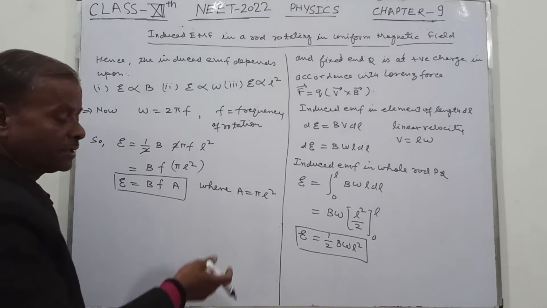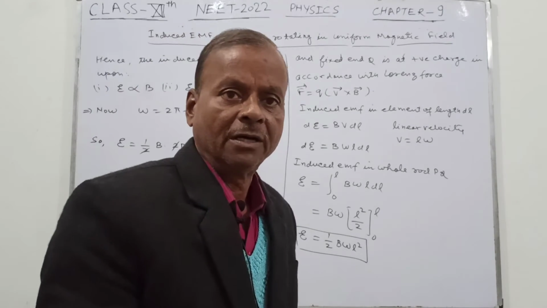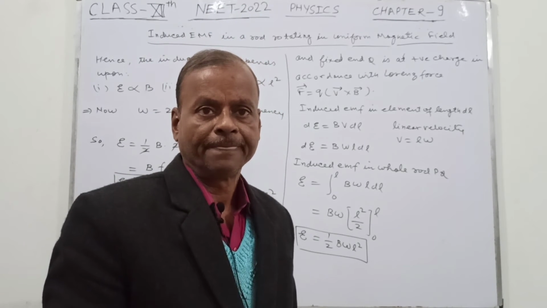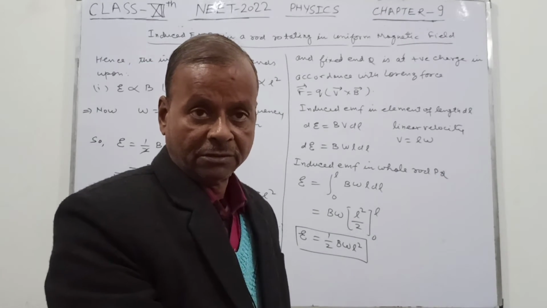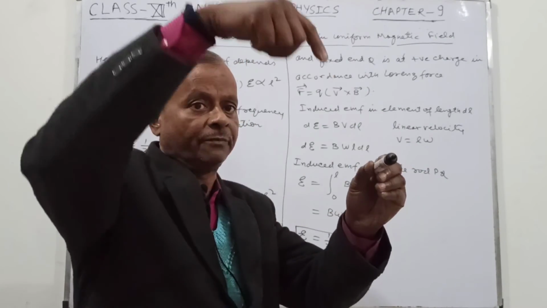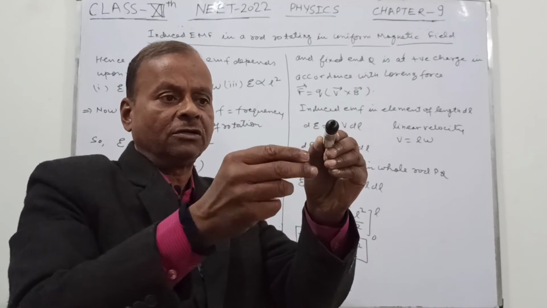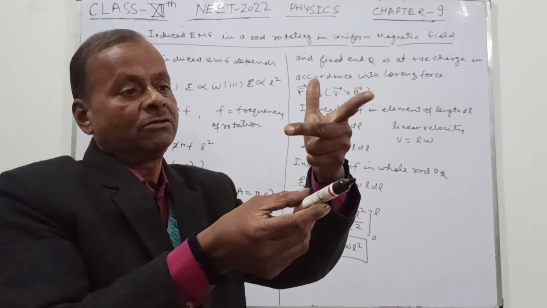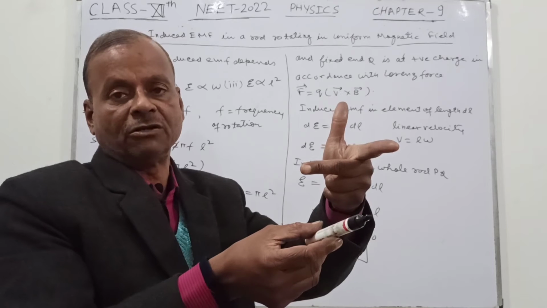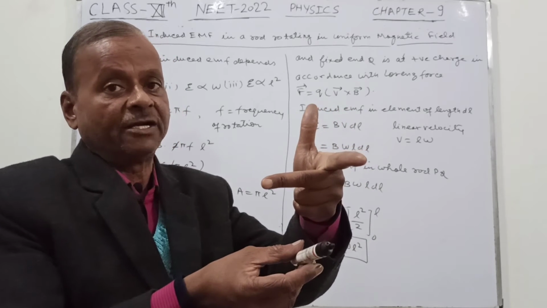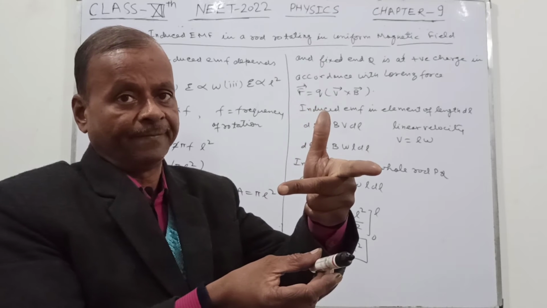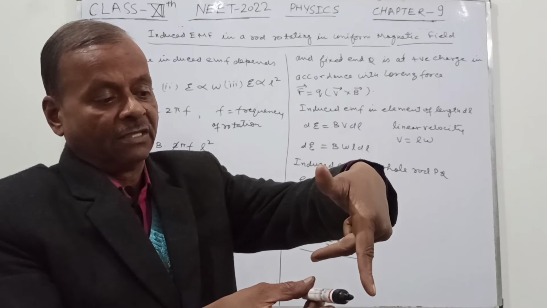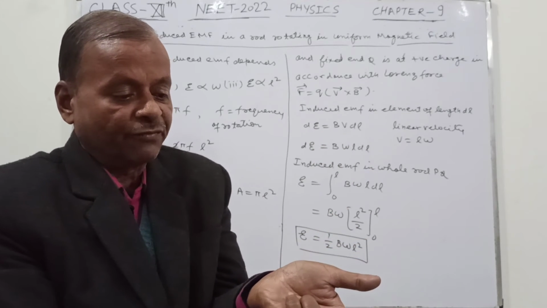So as the rod is rotated in the uniform magnetic field, there is an induced EMF at the ends of the rod. If the magnetic field is vertically inward and the rod is like this, this is the magnetic field, this is the rod, and it is being rotated in this direction. Then we apply Lenz's law, Fleming's law, to find which end will be positive and which end will be negative.